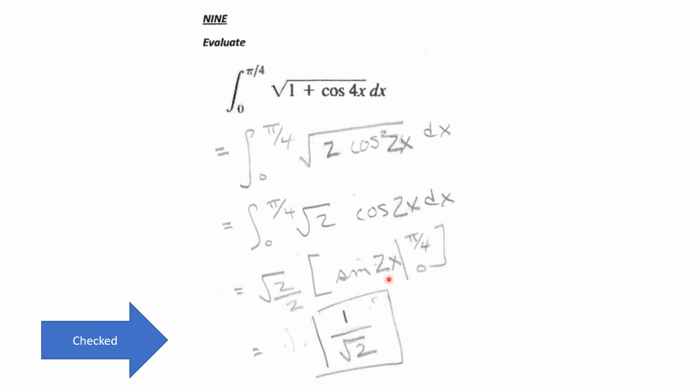On the outside, again, you plug in the numbers. Sine of 0 is 0, sine of pi over 2 is 1, and so the answer to this problem is 1 over the square root of 2. That's what you needed to do to get full credit on this problem.